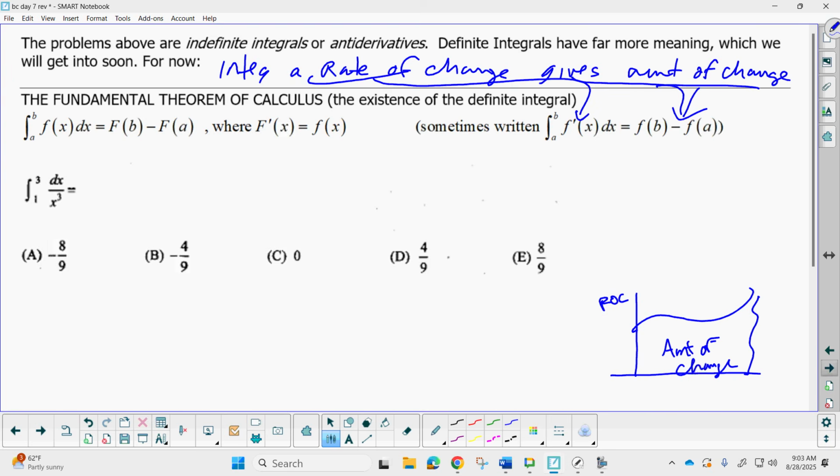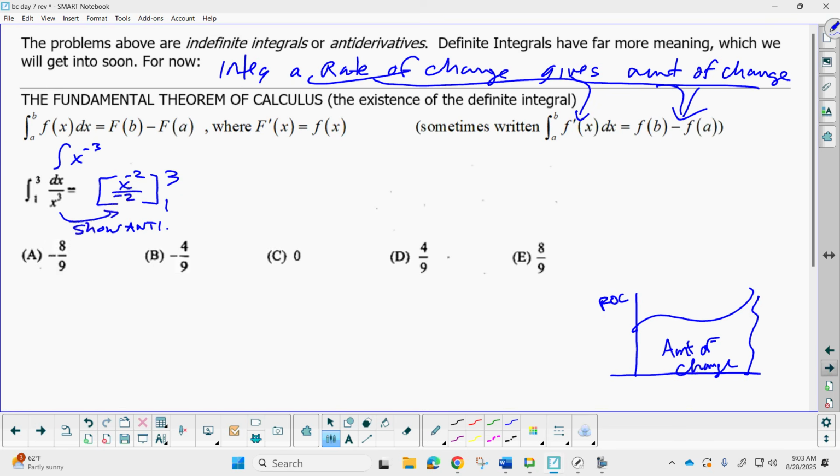Actually, let's make sure you're clear. I require you to show the antiderivative anytime you do a definite integral. What's the antiderivative? X to the negative 4 over 4 or x to the 4th over 4? What is it? X to the negative, raise it by 1, divide by the new. So x to the negative 2 over negative 2 or 1 over negative 2x squared, yeah?